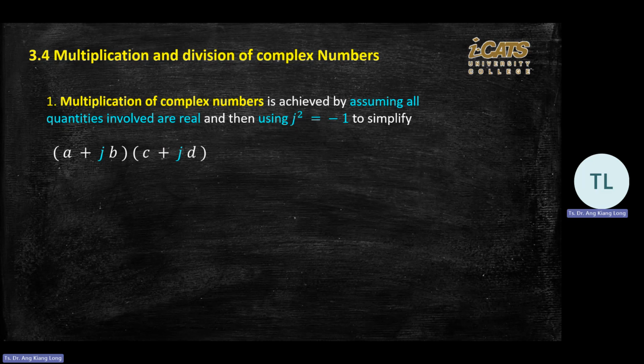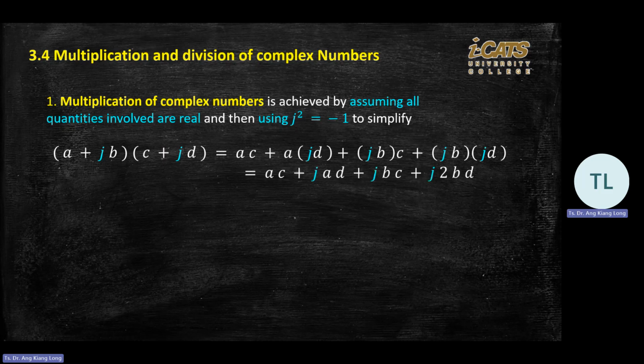So let's say we take (a + jb) multiplied by (c + jd). It's like a quadratic equation, or multiplying two factors. So you'll get ac, then ajd plus jbc, and then j·j·bd. Who doesn't understand here? Who is lost here? No? Okay, so this is just a normal multiplication.